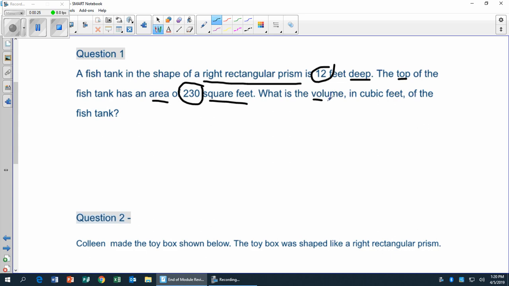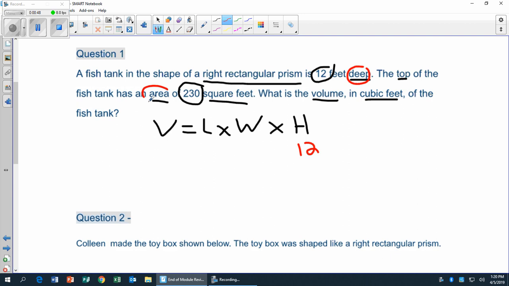What's the volume? As soon as I see volume, I know that I have to write the formula of volume equals length times width times height. So now I'm going to plug things in, and I notice this is deep. Anything with depth or how deep something is, that is the height. I don't see a length and a width, but I see the word area. And when you do length times width, the formula for it is area. So instead of trying to figure out the length and the width, I just take my 230 and I plug it in for the length times the width.